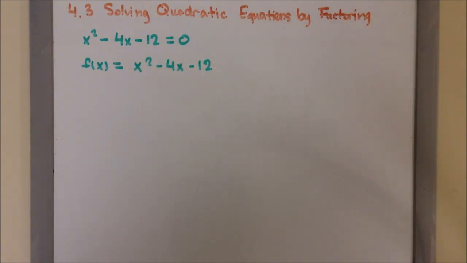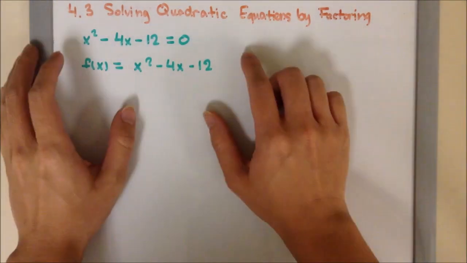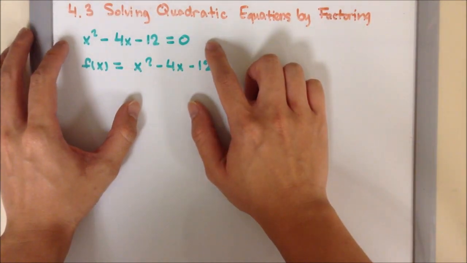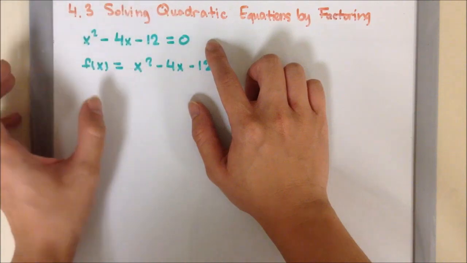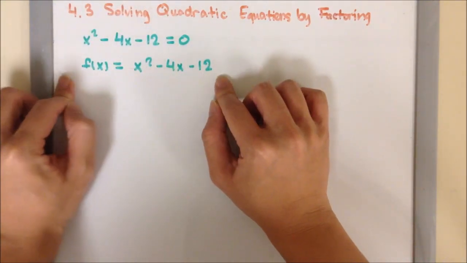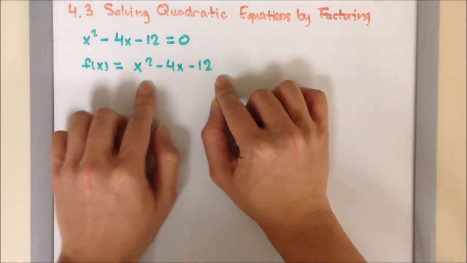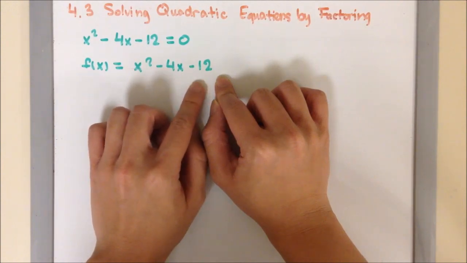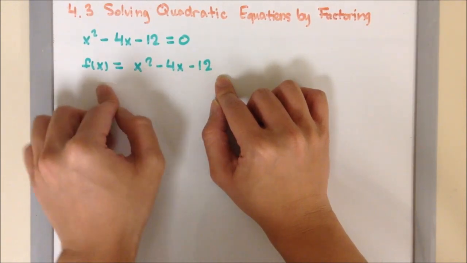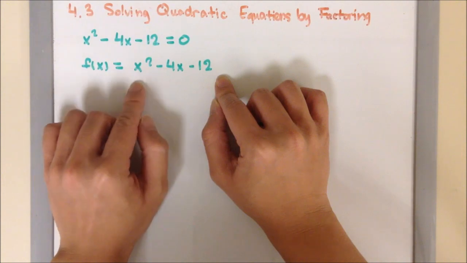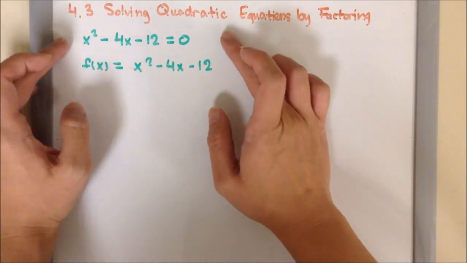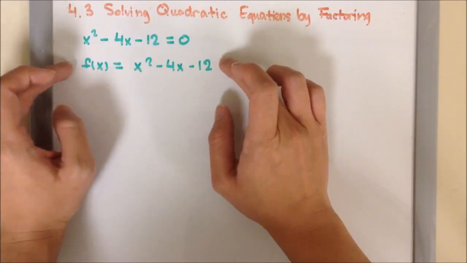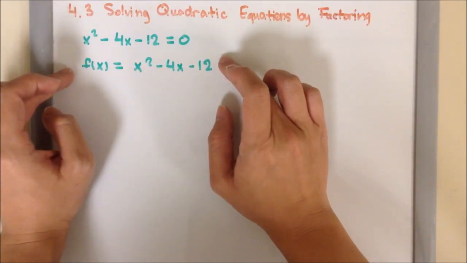Before we can work on any examples, here I wrote a quadratic equation, x squared minus 4x minus 12 equal to 0. Then here I wrote f of x equals x squared minus 4x minus 12. That is just the same form as if you saw y equals x squared minus 4x minus 12. Now, the reason I wrote these forms is because you might see either of these two forms on a given quiz or a given test.